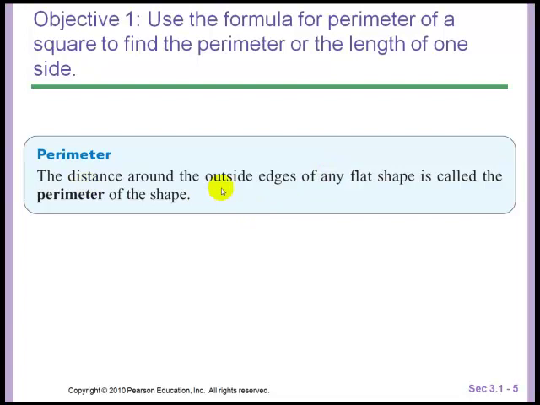Perimeter is the distance around the outside edges of any flat shape. In general, you can find the perimeter of any shape by adding up the lengths of all its sides. We are going to look at specific formulas for some specific shapes, but in general, what you need to know is that perimeter is the distance around the outside edge of something. That will be very important, particularly for application problems.